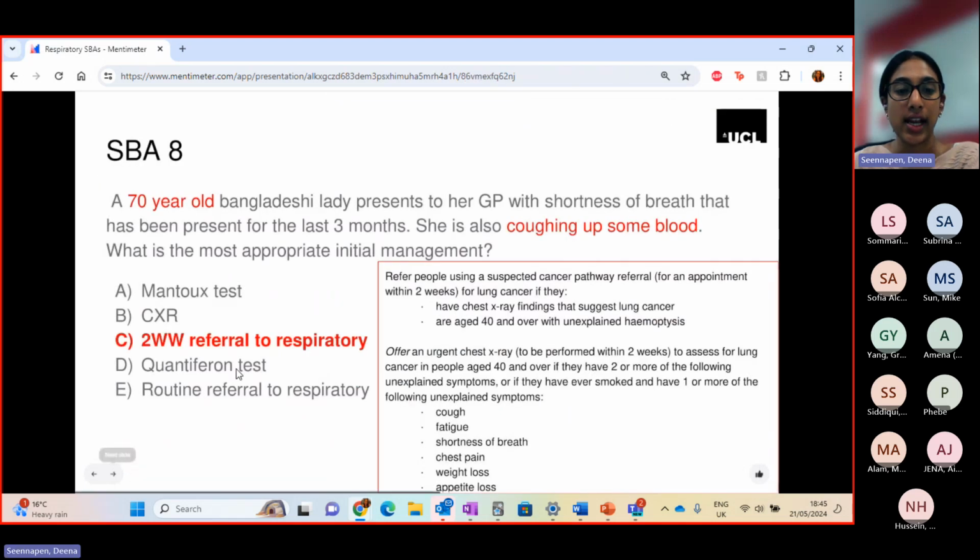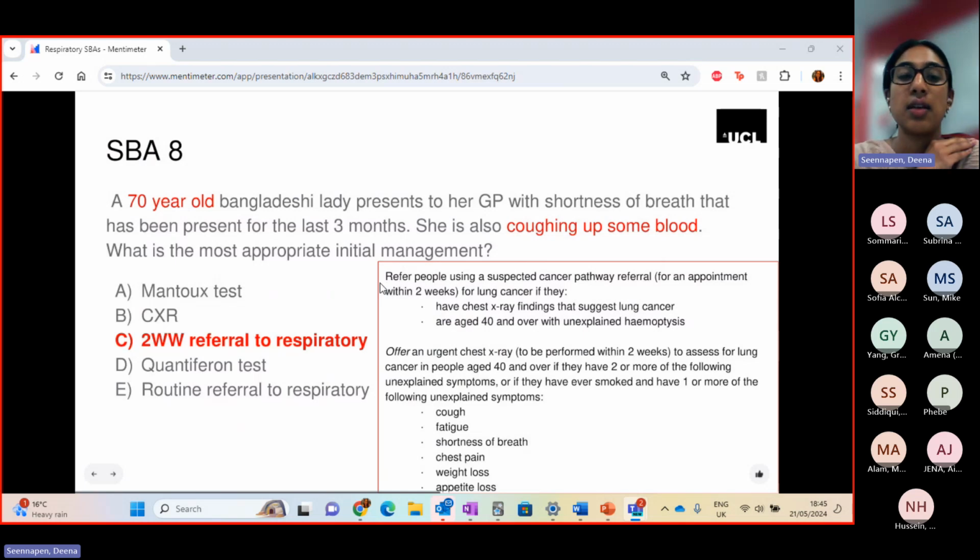So this is quite a classic suspected cancer presentation, especially just because they're coughing up blood. So hemoptysis is one of the key signs or symptoms that you would immediately 2-week wait refer to rule out a lung cancer, especially if they're not presenting with any systemic symptoms like fevers, or a cold that's got really bad and they've been coughing up some blood. But she's had this shortness of breath for the last 3 months.